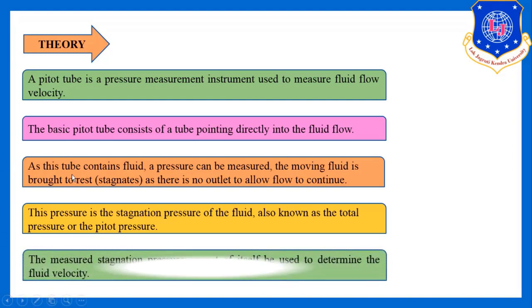Right? And the measured stagnation pressure cannot by itself be used to determine the fluid velocity. This point is very important. We cannot use the measured stagnation pressure directly to determine the flow velocity. Then how can we determine the flow velocity? Let's see that.